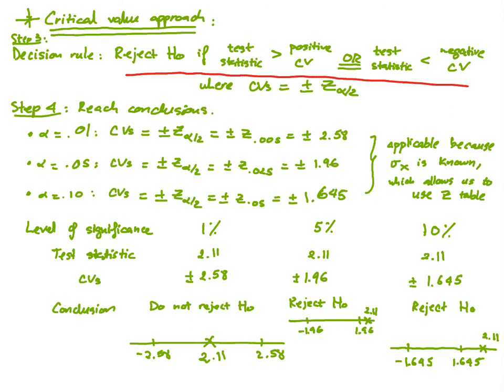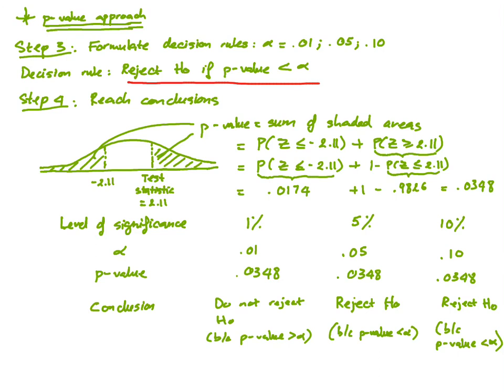Again, here we do not reject at 1%, but we reject at 5 and at 10% level of significance. If you go back to our conclusions, when we used the p-value approach, we did not reject at 1%, but we rejected at 5 and 10% level of significance. So the conclusions were the same regardless of which approach you decide to use.